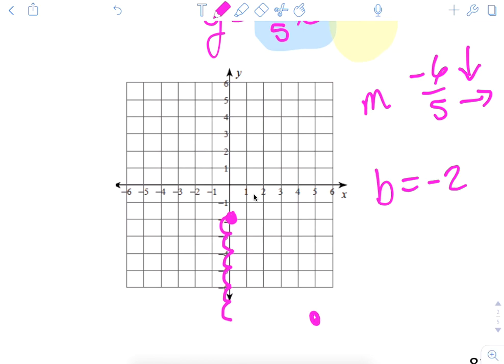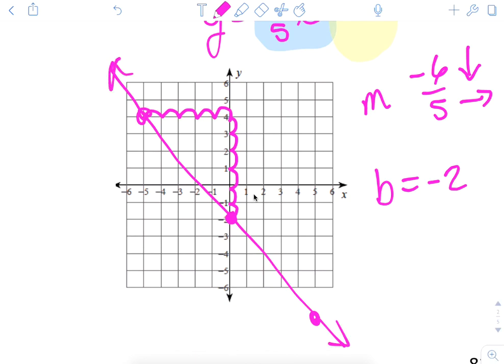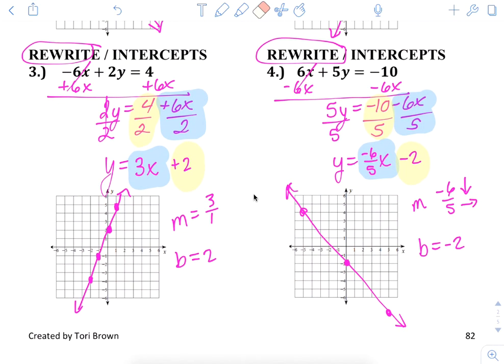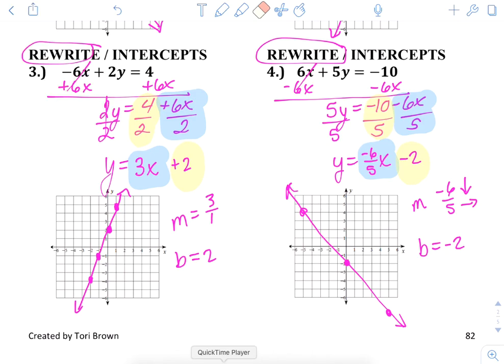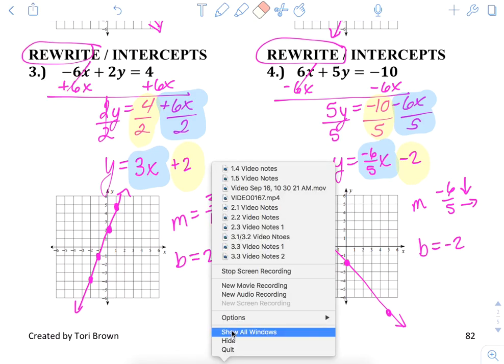How would we go backwards? Well, we could go up 6. So 1, 2, 3, 4, 5, 6, and left 5. Make sure it is still going downhill, and make sure you know that that is a negative slope. Okay. All right, if you need to get any more information, it is there for you. Otherwise, you should have enough information to make the decision, rewrite or intercept, and complete both. If you have any questions, feel free to come talk to me. Otherwise, get started on 3.4 practice.